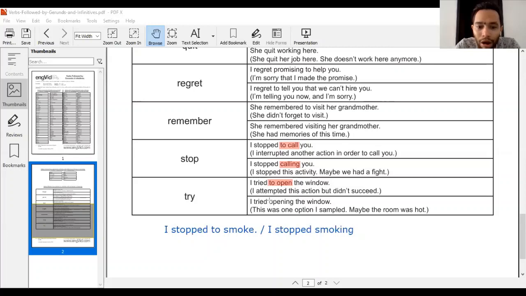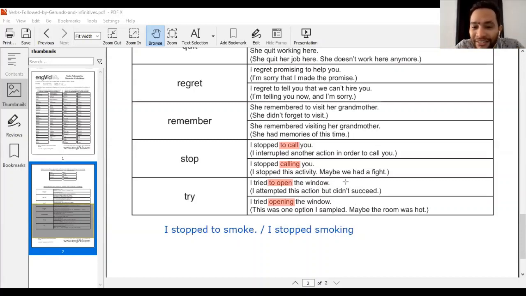Now, I say this. I tried opening the window. This was one option I sampled. Maybe the room was hot. What do you think it means now? Yo intenté abrir la ventana. Ok, ¿y qué significa el anterior? No se preocupen, solamente les quise molestar un poco.